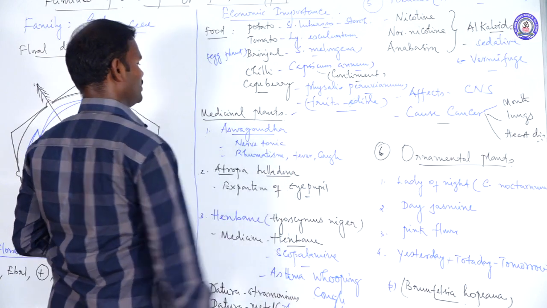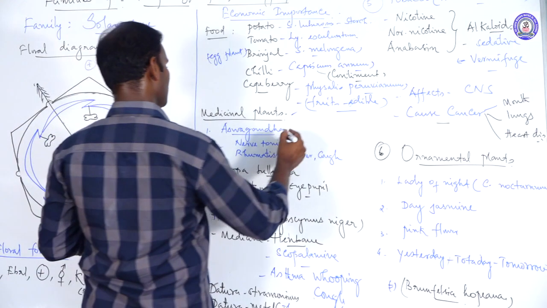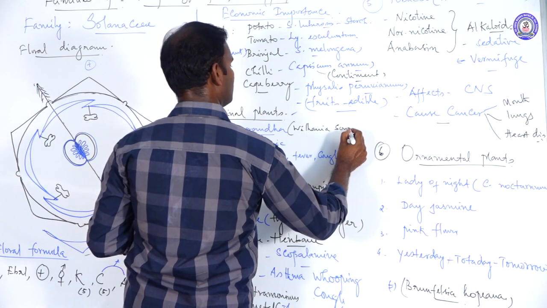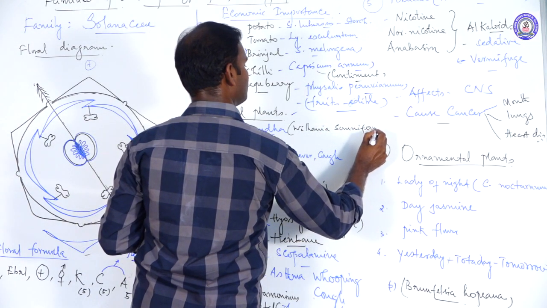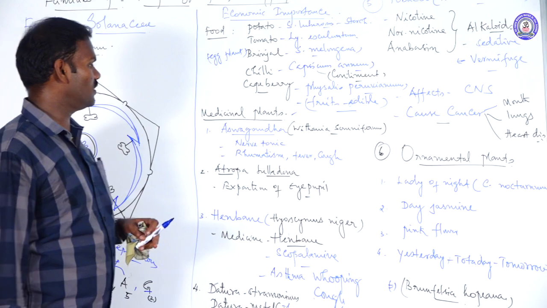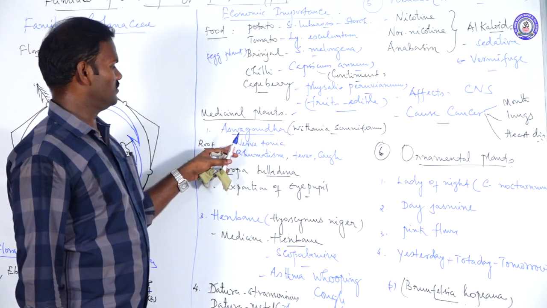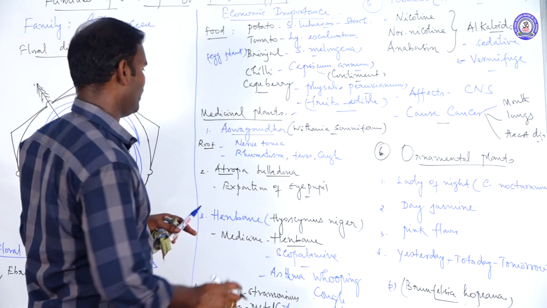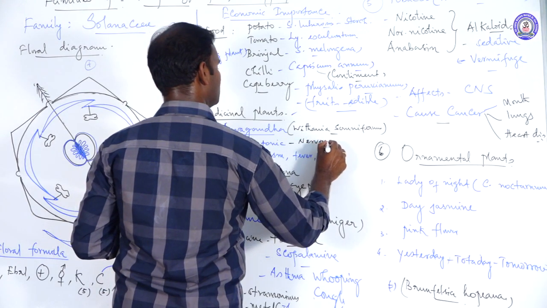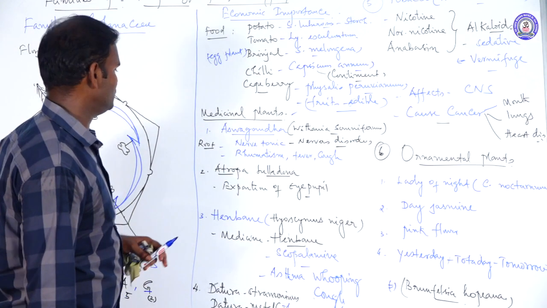Next, medicinal plants. Some species belonging to Solanaceae have medicinal value. The first one is ashwagandha. What's the binomial name? Withania somnifera. It is the binomial name of ashwagandha. So the root of this plant is extracted to prepare nerve tonic. It is beneficial for nervous disorders. The tonic is used to treat nervous disorders.